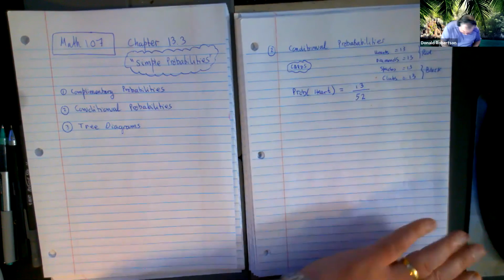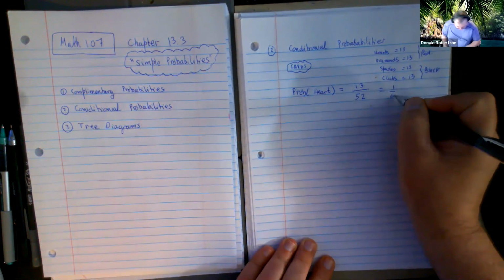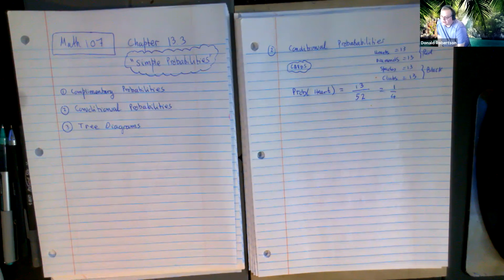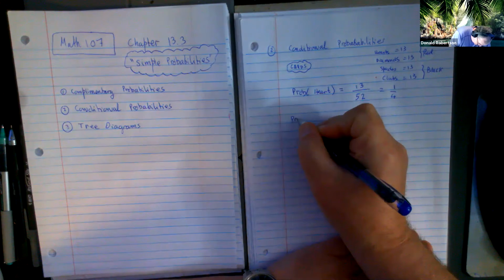Now, that can simplify, and it simplifies down to 1/4. So you've got like a 1 in 4 chance that if you shuffle a card and you turn the top one over, hey, it's a heart. You've got a 1 in 4 chance that's going to happen. Now, a conditional probability would be written like this.